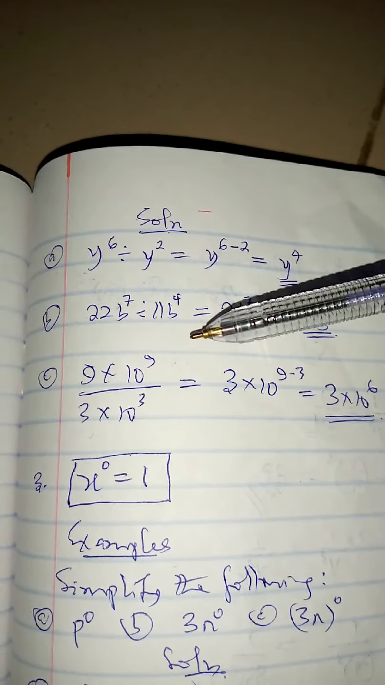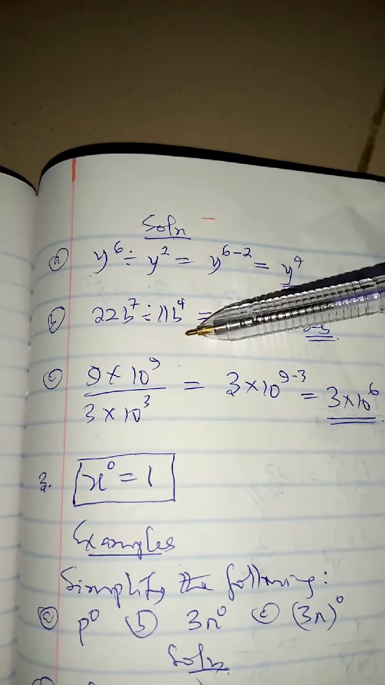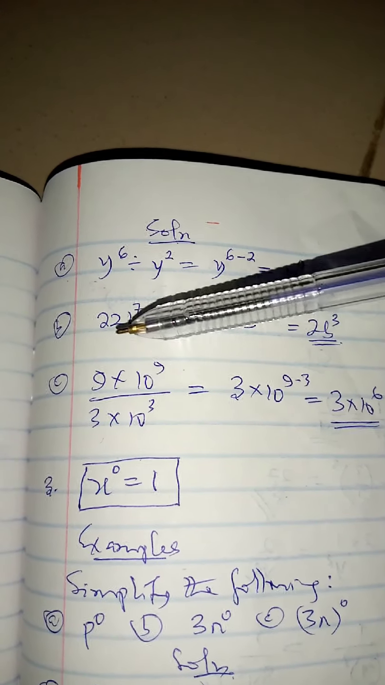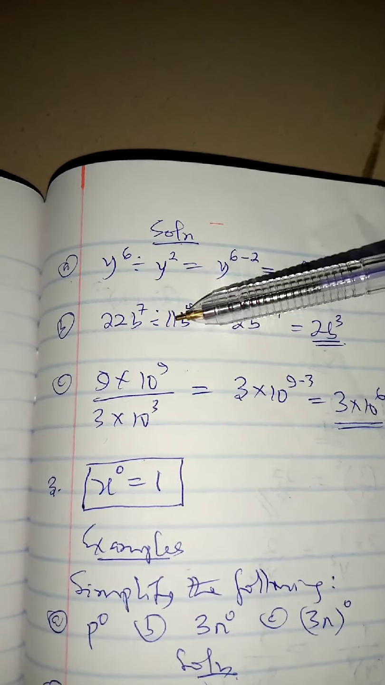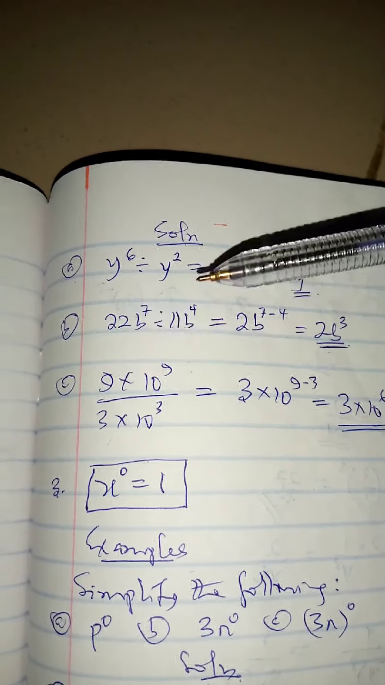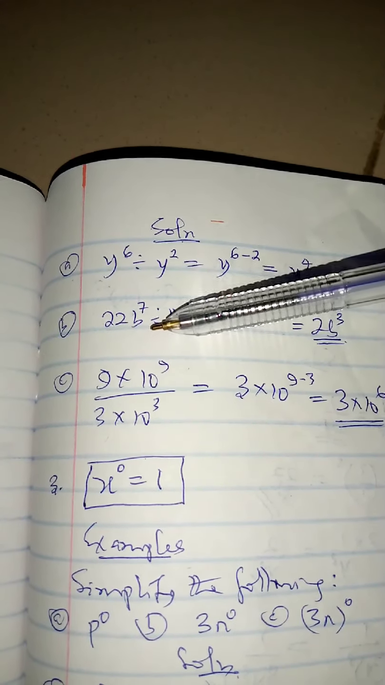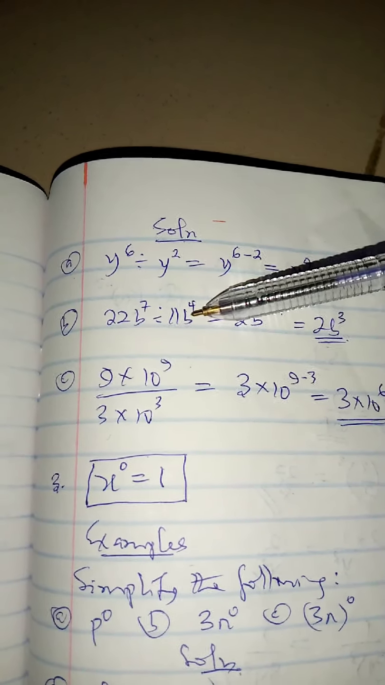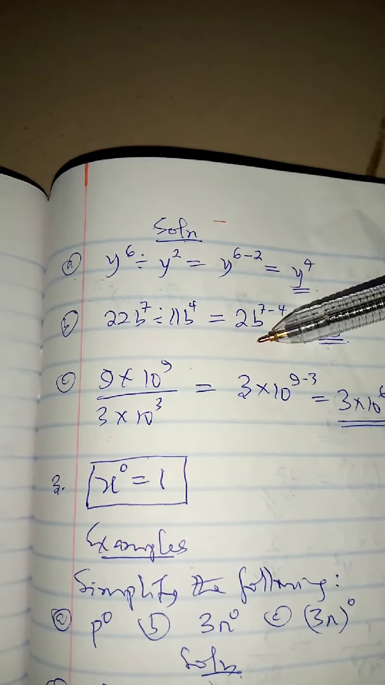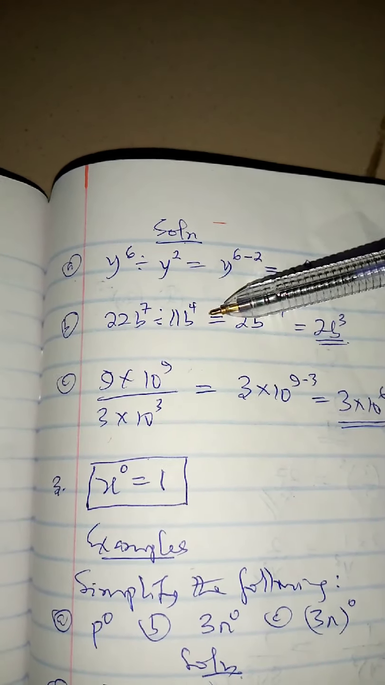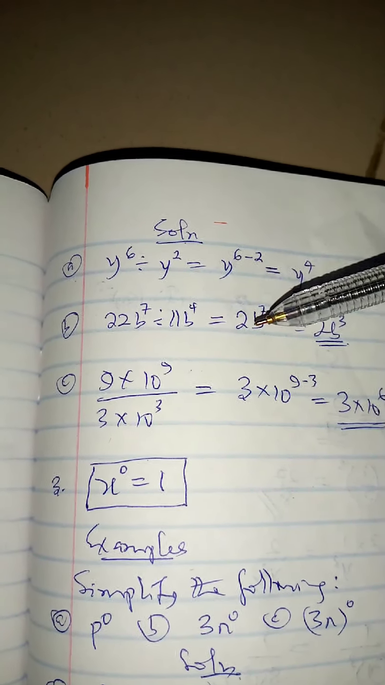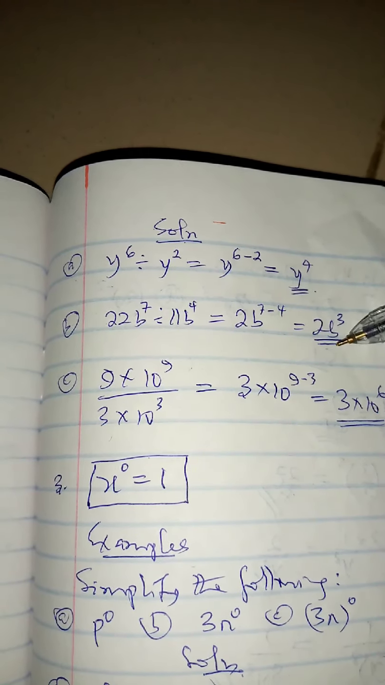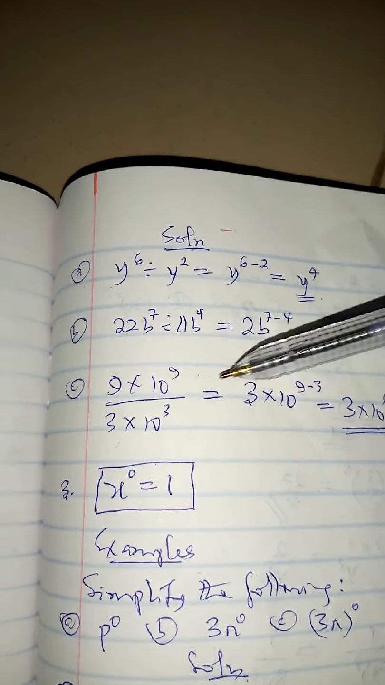Where coefficients are involved, like in this case, just like we did in multiplication, here you will divide. You will say 22 divided by 11 to give you 2. Then you apply the law, the division law, for your indices. b raised to power 7 divided by b raised to power 4. You write one base, then you subtract your powers because of the division sign, which will give you b raised to power 7 minus 4, and your answer will be 2b raised to power 3.